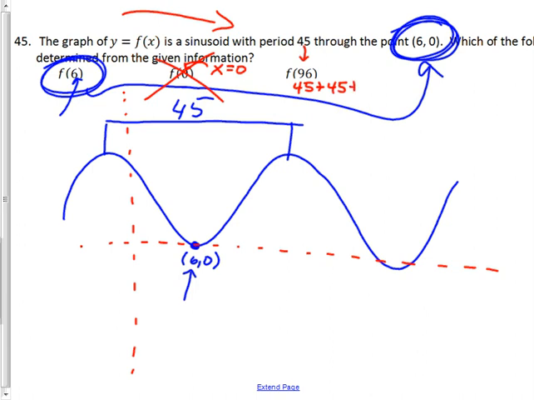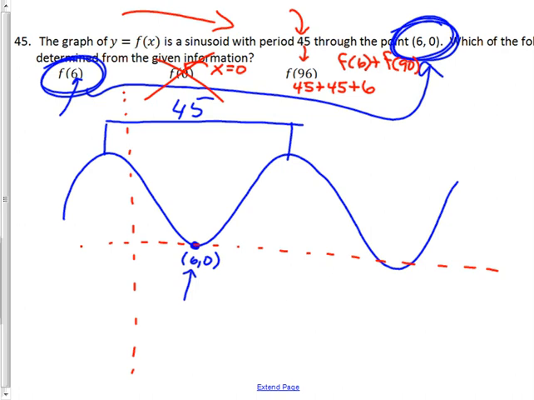And then the 6? So do you get how that's the same as f of 6 plus f of 90? And why 90? Why do we care? Because the period is 45.